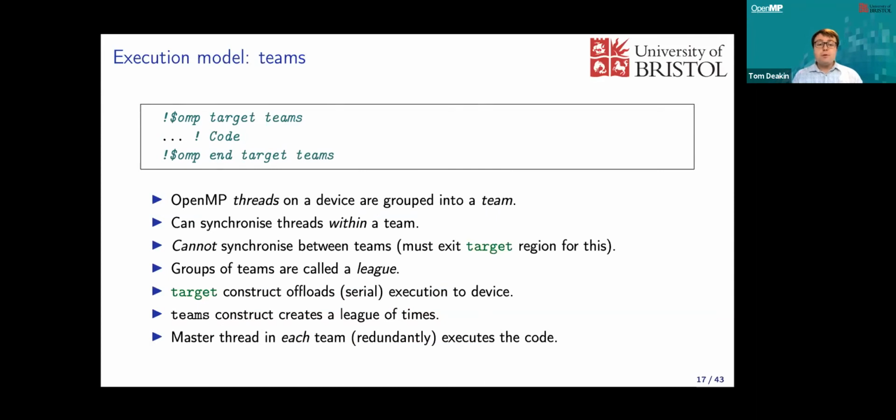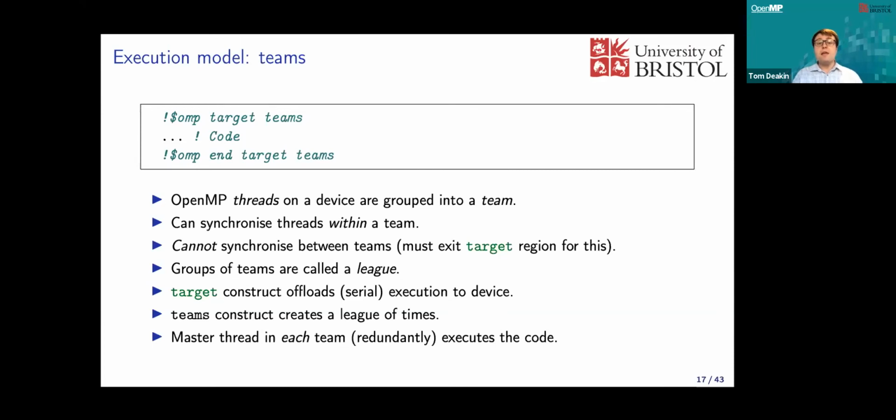This is really important because of the synchronization constraints that teams impose. So in OpenMP, you can synchronize between threads that are within the same team, but you cannot synchronize between threads in different teams. This is true of other parallel programming models as well. Things like OpenCL, you can synchronize work items within a work group, but not between work items in different work groups. And it's a similar approach and a similar kind of model here.